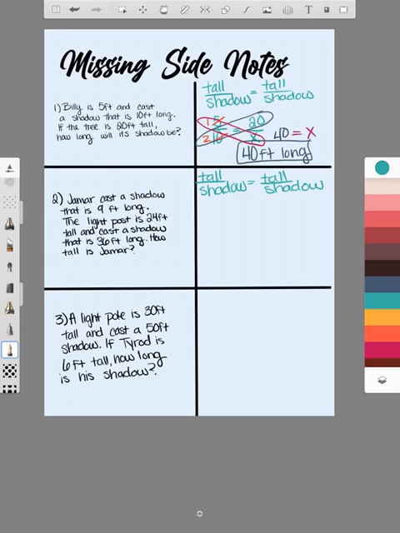All right, on our fraction to the left, I'm going to talk about Jamar, and then our fraction to the right, I'm going to talk about the light post. So it says Jamar casts a shadow that's 9 feet long. So on the shadow section, I'm going to write down 9. All right, I'm not going to put that in the tall section because Jamar is not 9 feet tall.